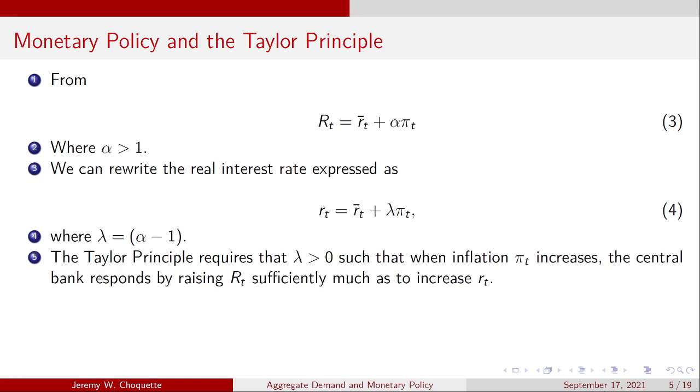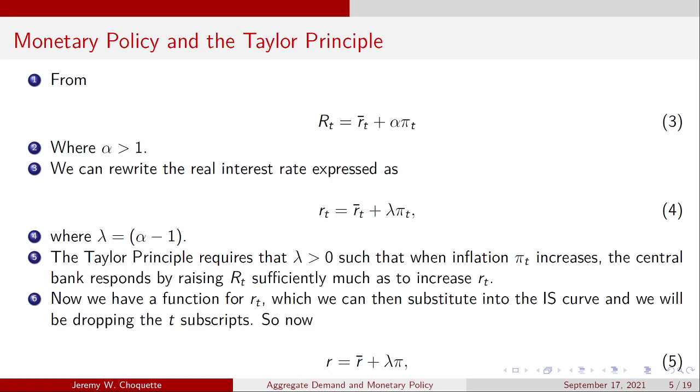Do a little bit of algebra if you want to see how we get that, but don't worry about it. The Taylor principle here requires that this lambda is larger than 0, such that should inflation increase, the central bank responds by raising the nominal interest rate. Remember, the interest rate they can control. They raise that sufficiently as to increase the real interest rate.